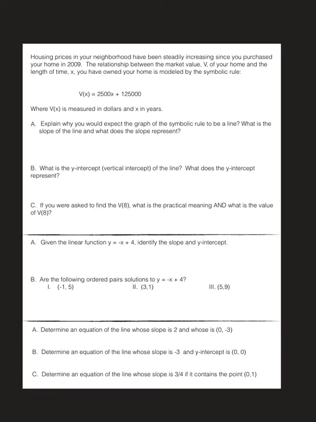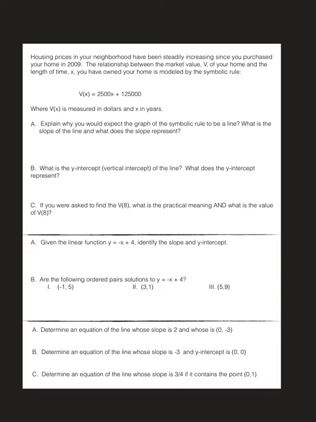On the next page, we're going to look at a combination of a practical problem that is utilizing slope-intercept form, and at the same time, we're kind of briefing on practical meanings in function notation. The example that you have here deals with housing prices in a neighborhood that has been steadily increasing since you purchased your home in 2009.